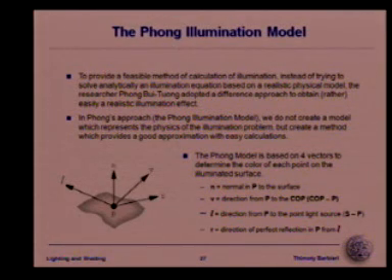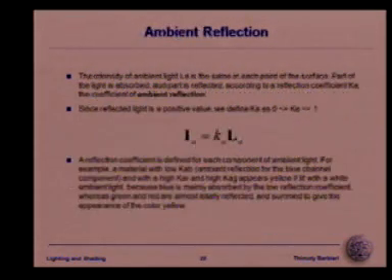N, the normal, gives you the orientation of the surface. I'm sorry, V gives you the mutual position between the observer and the surface. V stands for viewer. L gives you the mutual position between the light source and the surface. L stands for light. And R is the direction of perfect reflection. R stands for reflection.